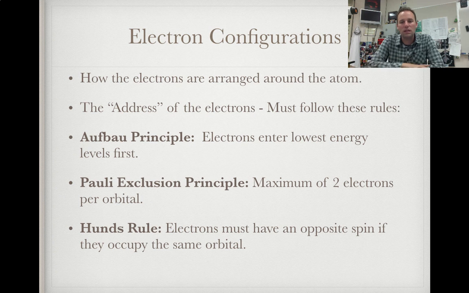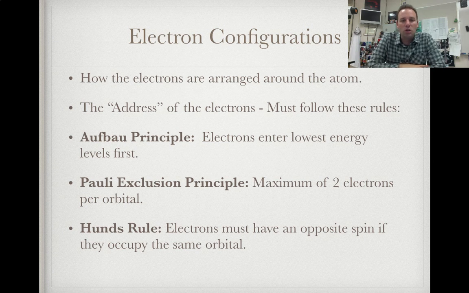So using these quantum numbers, we can come up with the electron configuration of any atom on the periodic table. An electron configuration is the address of all of the electrons, and it follows these 3 main rules. The Aufbau principle: electrons enter the lowest energy level first. They have to start at the bottom of the ladder, the bottom of the building, the lowest floor, and fill their way up. You can't just start at the penthouse. You've got to work your way up from the bottom.